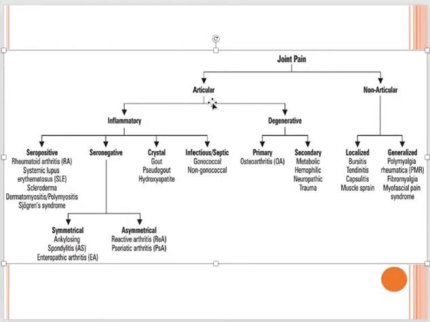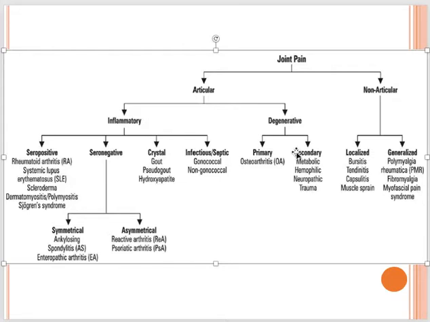Now, whenever the pain is articular, it can be due to inflammation or it can be due to degeneration. So inflammatory causes are there and degenerative causes are there. Now, make this concept. Inflammatory conditions can occur at any age, and in rheumatology, they occur at quite a young age. Degenerative conditions, on the other hand, occur due to degeneration. So degeneration occurs either due to overuse or due to advancing age.